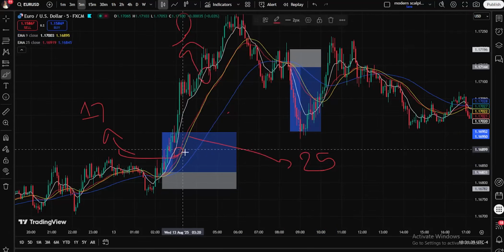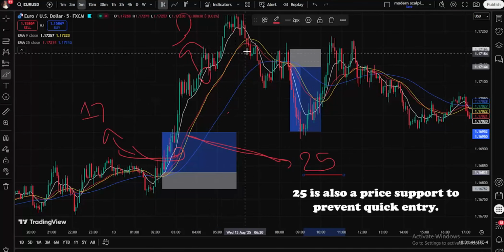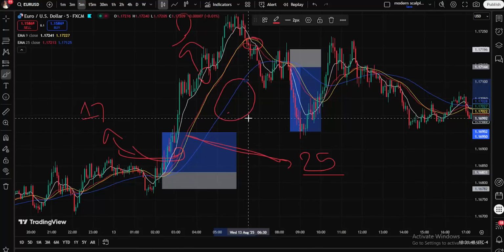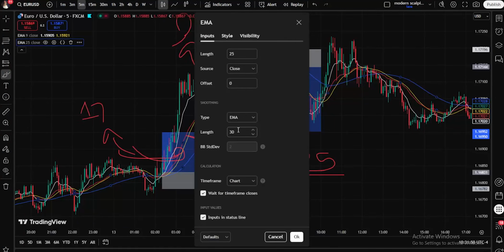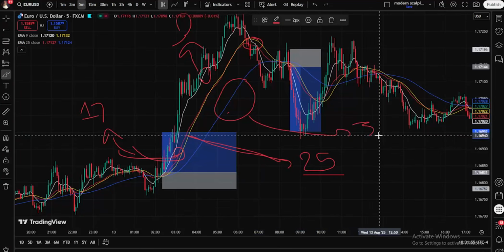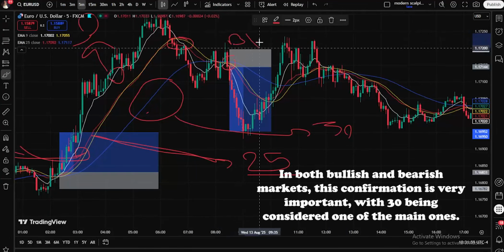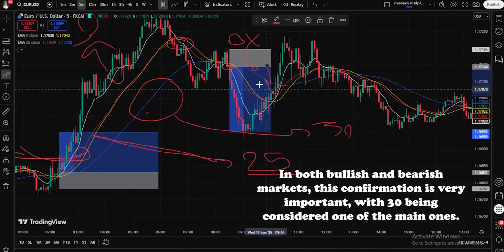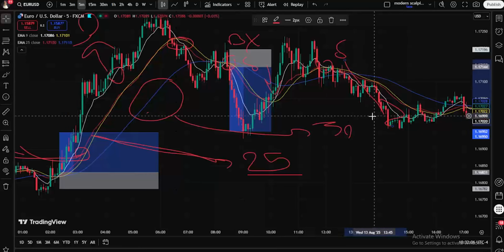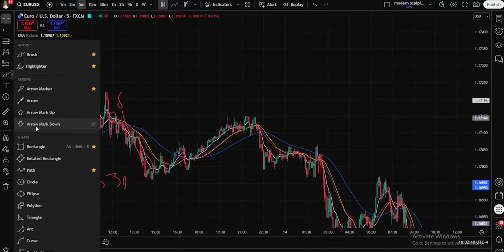EMA 25. This EMA is actually an intermediate layer that makes the overall trend direction clearer and prevents hasty entries. EMA 30. This line is usually used as a reference for the main market trend on the 5-minute time frame. As long as the price is above EMA 30, the market is bullish, and when it is below it, the trend is bearish. The combination of these 4 EMAs allows us to detect both the overall market trend and have more optimal entry and exit points.